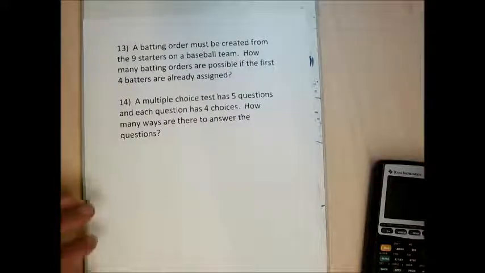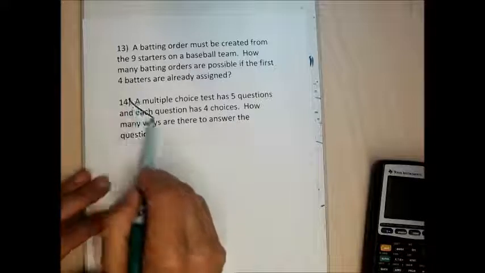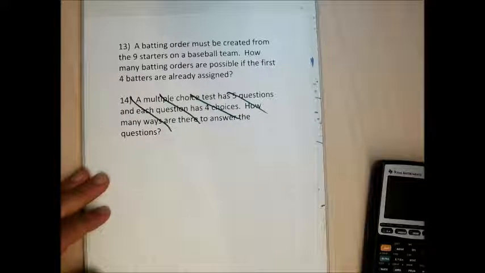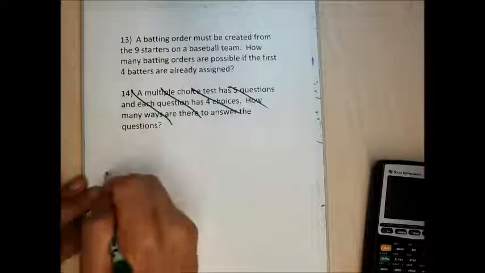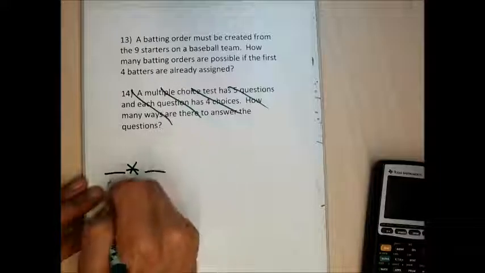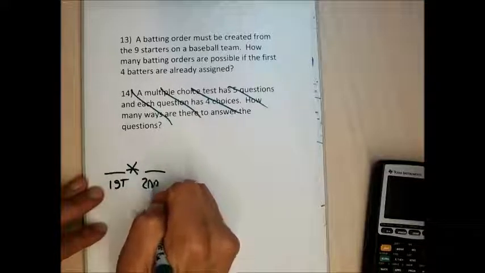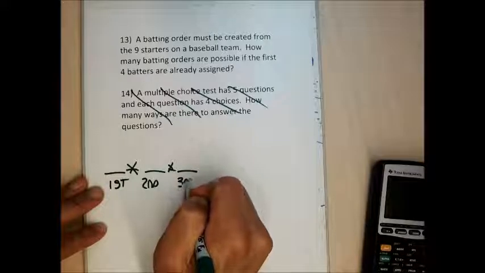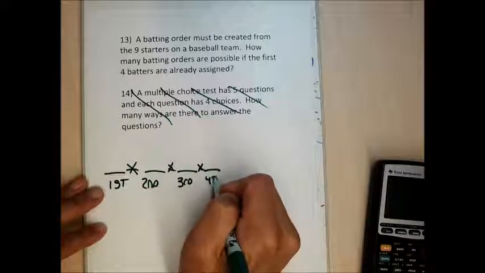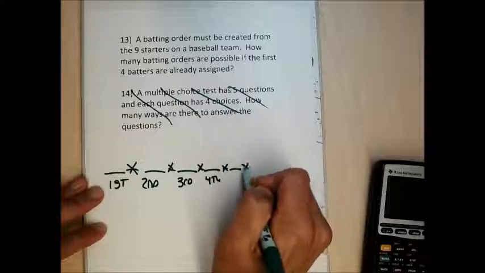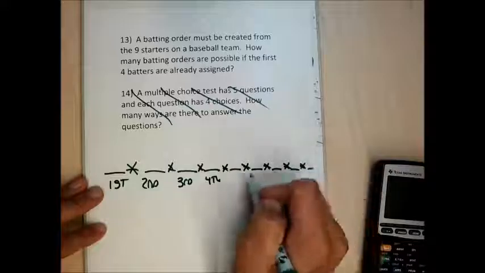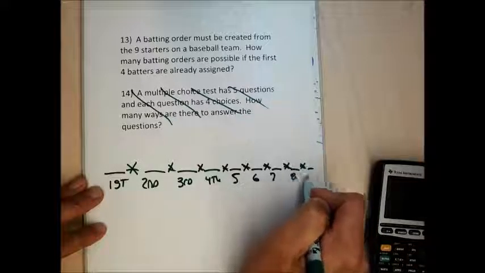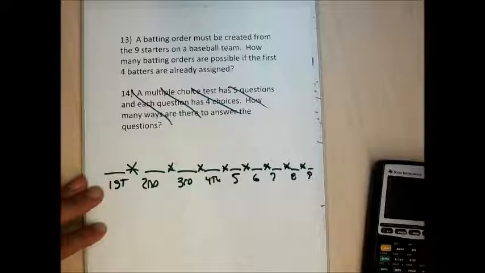Let's work on 13 together, and then we'll worry about 15 and 16 on the next page. So, a batting order must be created from the 9 starters on a baseball team. Again, I'm going to go first, second, third, fourth, fifth, sixth, seventh, eighth, and ninth. So there's the 9 experiments, placing the 9 hitters.